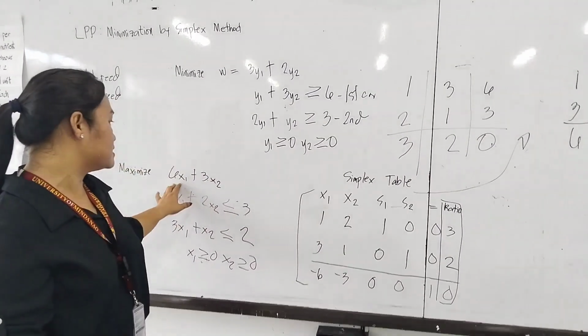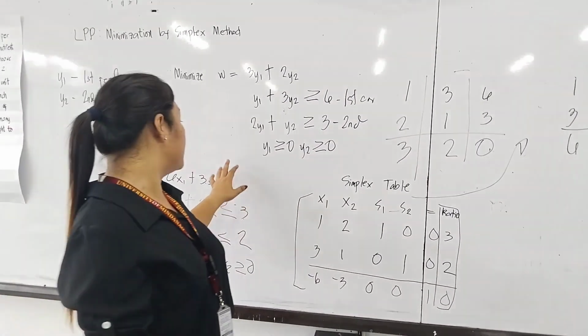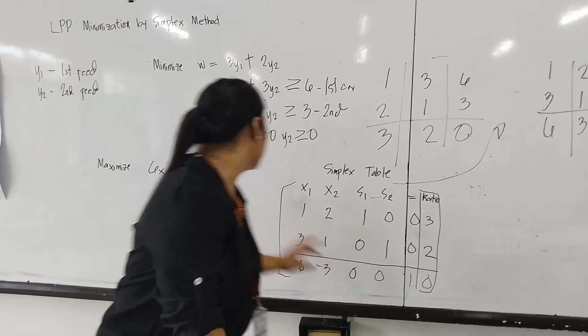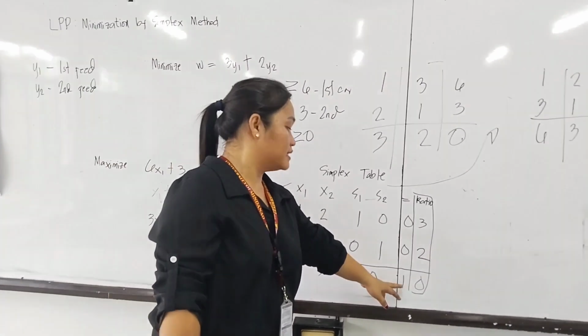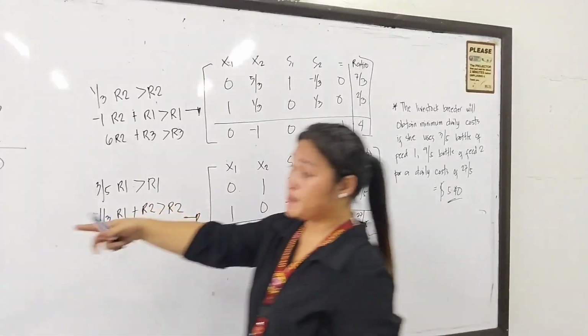X1 is negative 6, then negative 3. Then we don't want to have the slack variables 1 and 2, so 0, 0. Then this is the third equation, so we put here 1, then 0. We have here a simplex table.